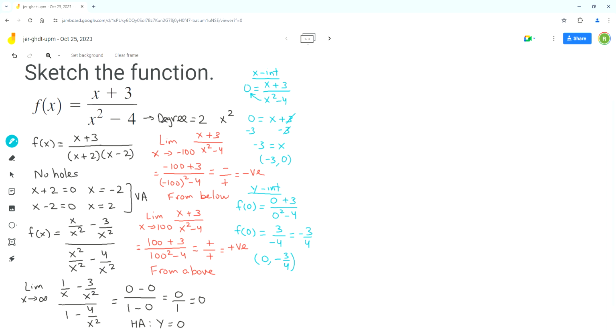Now we have to find the critical points for this function, and for that we'll have to find the derivative of this given function. Now this given function is a rational function in the form of a fraction, so we'll have to use the quotient rule to find the derivative of the function.